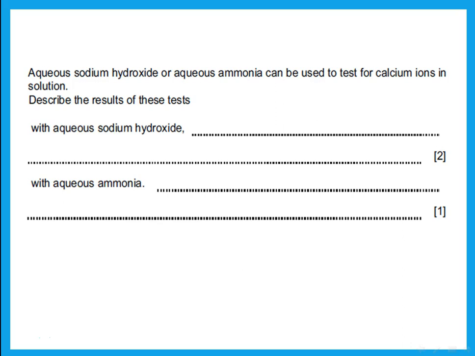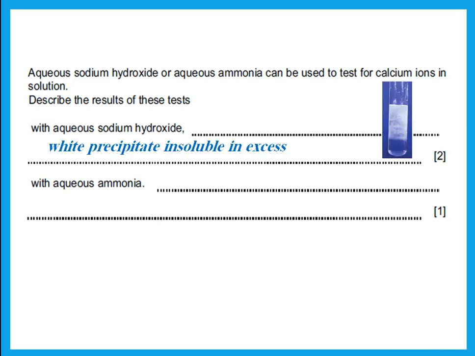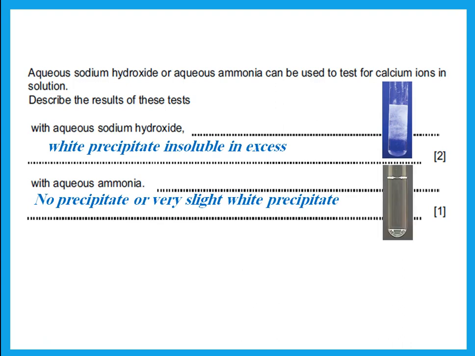Now he's saying aqueous sodium hydroxide or aqueous ammonia can be used to test for calcium ions. Describe the results of these. Calcium with sodium hydroxide, what should you get? Calcium with sodium hydroxide, you should get white precipitate insoluble in excess. What about with aqueous ammonia? I should get no precipitate or very slight white precipitate. You tell him all of that. So don't just say no precipitate. Actually, if I have calcium with aqueous ammonia, I either don't get any precipitate or a very slight white precipitate.